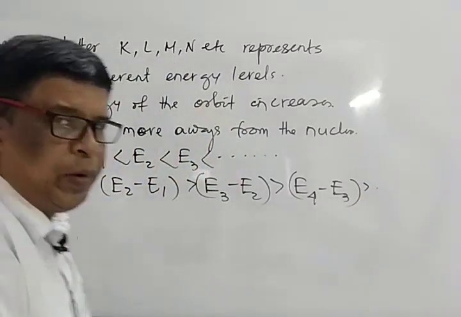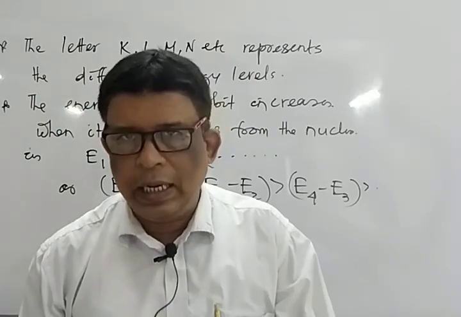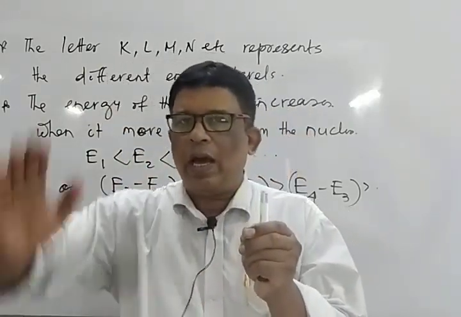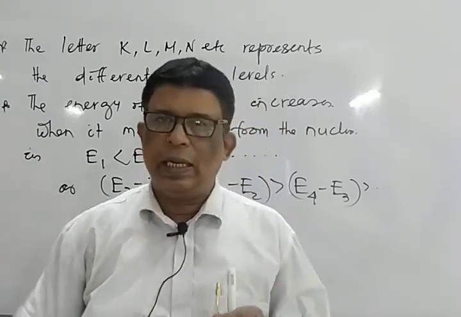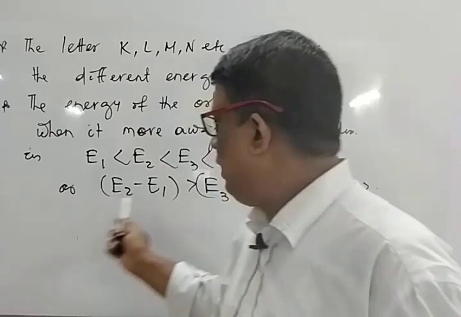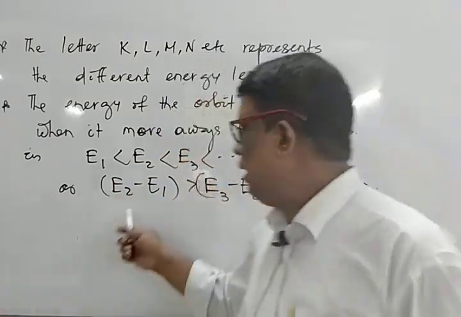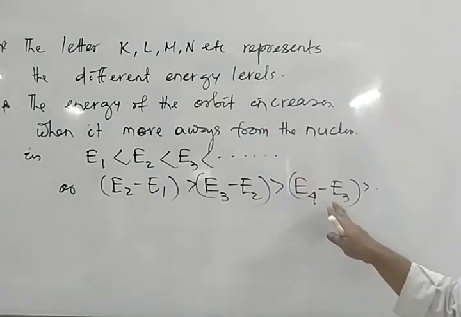Mark that. I repeat again, the energy of the first cell is represented by E1, second cell E2, third cell E3. That means when the electron moves away from the nucleus, the energy of the particular cell increases, such that the difference between two nearest consecutive energy levels is E2 minus E1, greater than E3 minus E2, greater than E4 minus E3, and similarly.